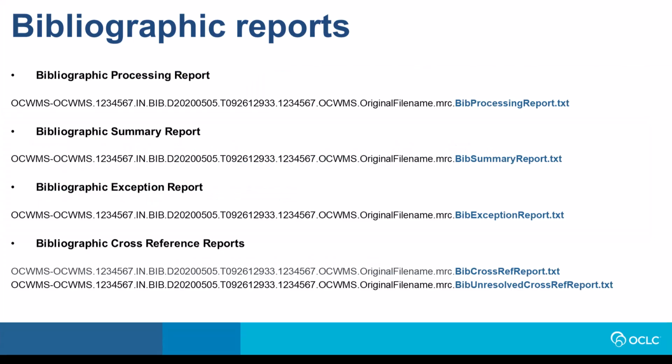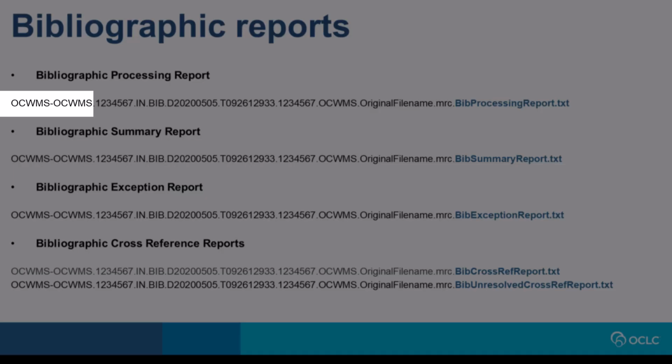After your data sync collection is submitted, OCLC reviews the collection, processes the submitted data, and releases output for your review. Bibliographic reports include the Bibliographic Processing Report, Bibliographic Summary Report, Bibliographic Exception Report, and Bibliographic Cross-Reference Reports. These reports help you understand how your data was handled, identify any issues, and take necessary actions to resolve them. File names include your OCLC symbol, the collection ID, the upload subdirectory, date and timestamps, an original file name, and lastly a file description that identifies the report type.